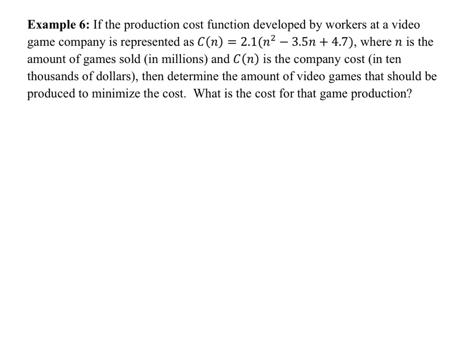Here we're looking at production cost. So don't even read on. If you're looking at the cost, what do you think you're going to probably want to do? Find the minimum. You're going to want to minimize your cost, as a result maximizing your profit. So if the production cost function developed by workers at a video game company is represented by C of n equals that expression, where n is the amount of games sold in millions, and C of n is the company cost in $10,000s of dollars, determine the amount of video games that should be produced to minimize the cost, and then figure out what that cost is.